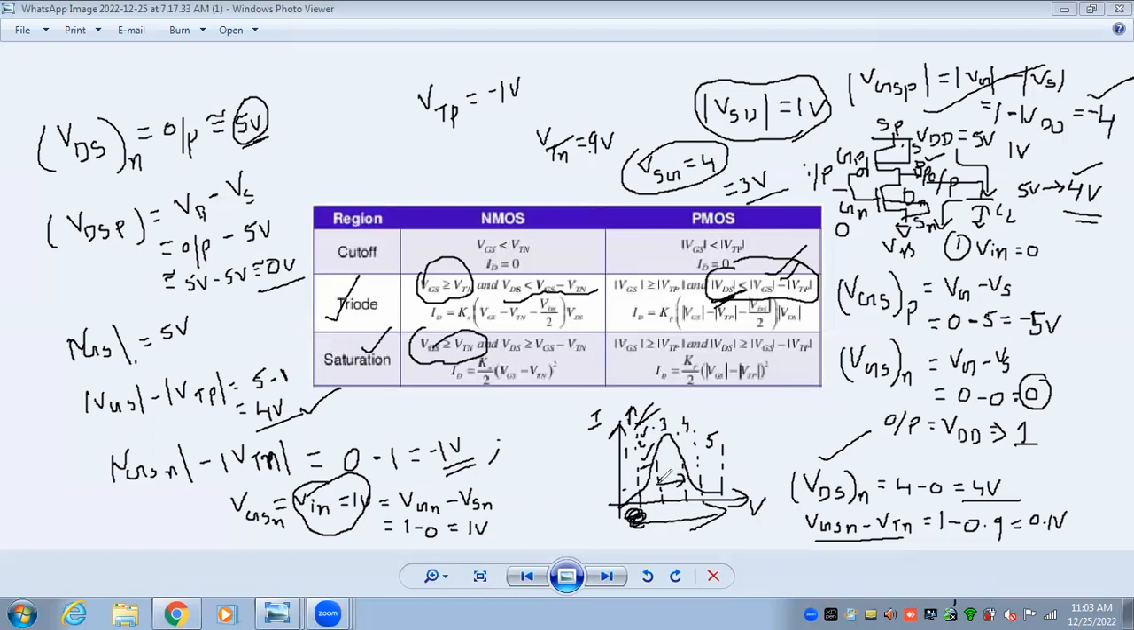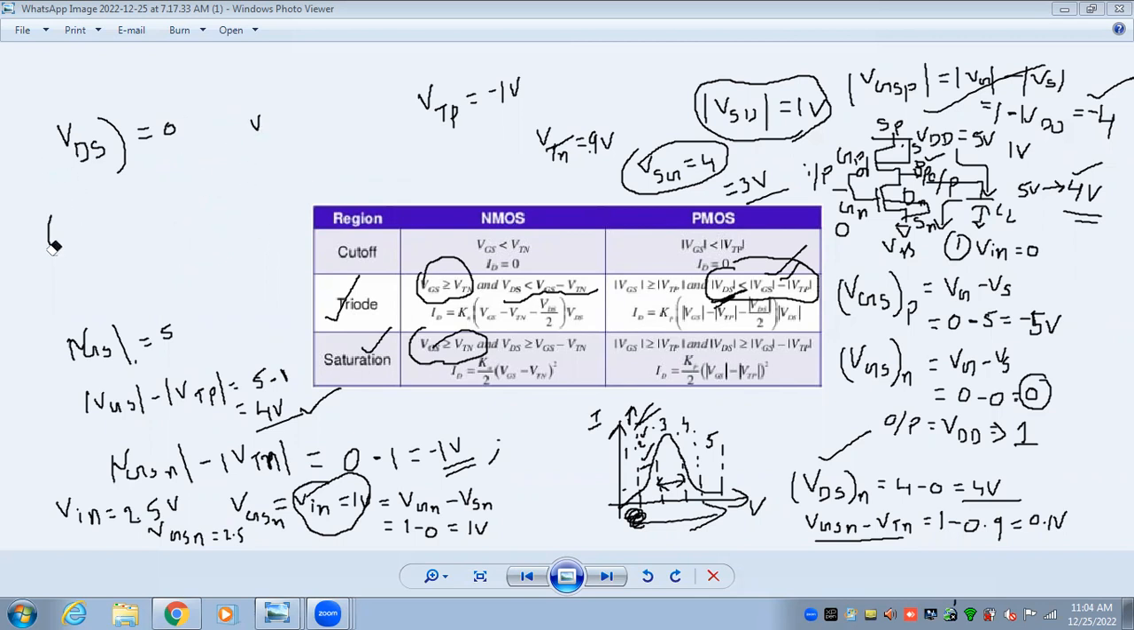Now coming to the third region, region 3 here, in which the NMOS transistor, suppose Vin is increased to 2.5 volts, and VGSN is directly equal to 2.5 volts. Right, I'm going to erase this. So Vin and VGSN both are the same. Remember this, input voltage is similar to our VGSN. So suppose we have increased that to 2.5 volts, right?